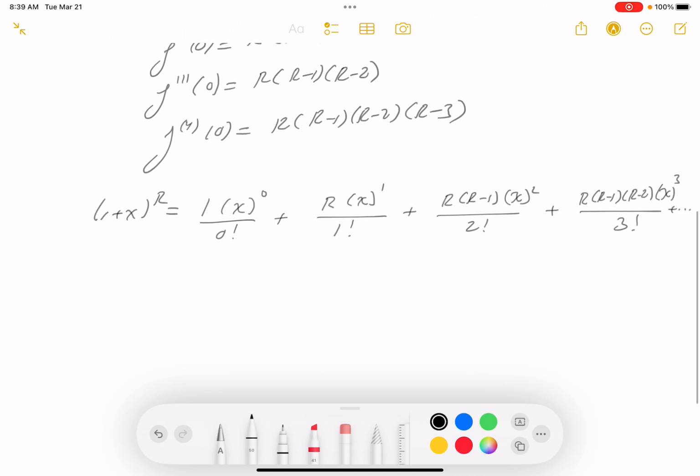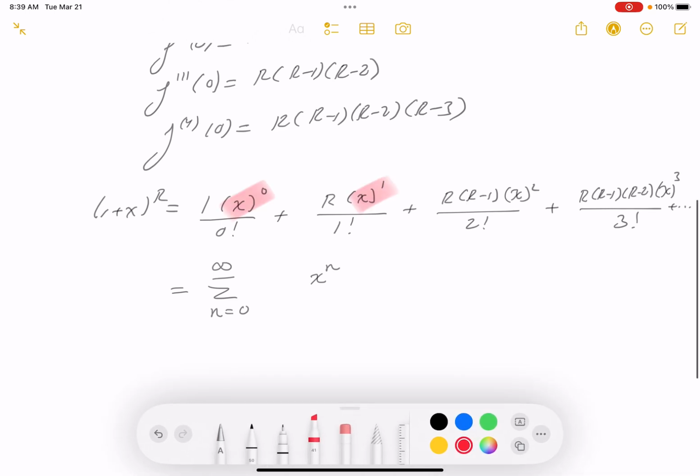And I can write this as a sum now. Kind of looking at it, I'm going to start at n equals 0 and go up to infinity. And what do I see over here? I definitely see x to the power n. I'm seeing that every single time: x to the 0, x to the 1, x to the 2, x to the 3. And then I'm looking at these coefficients over here, and they sure do remind me of binomial coefficients.